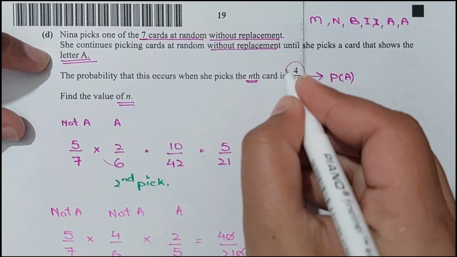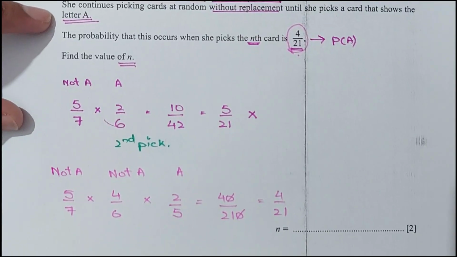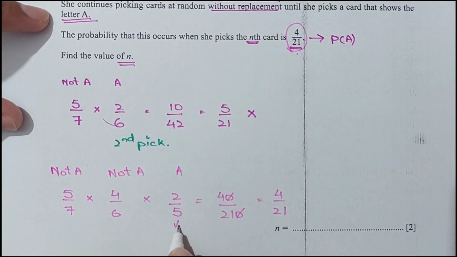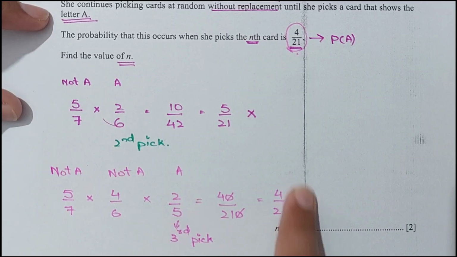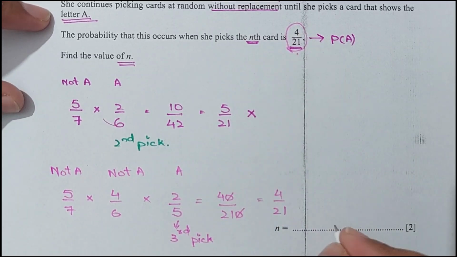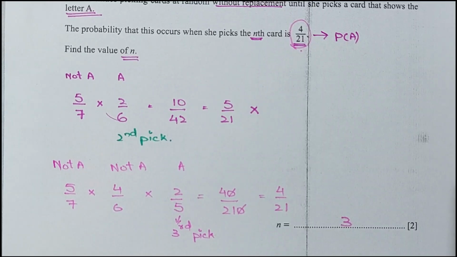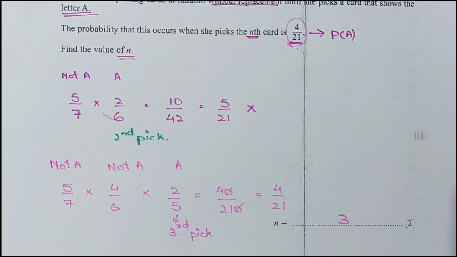So this exactly matches. So at what nth pick does this occur? This is at the third pick. You can see the first pick she does not pick A, the second she does not pick A, and on the third pick, let's say she picked A, and you will get the same probability. So the nth term is 3. At the third pick, the pick should be the letter A, and you will get the same probability.